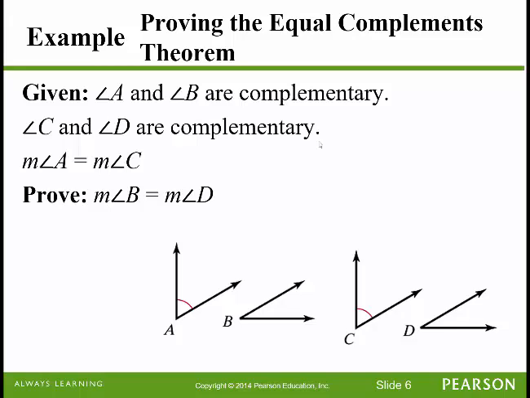All right, so let's do a problem. This is proving the complements theorem. If the measures of angle A and B are complementary, and the measures of angle C and D are complementary, and the measure of angle A is equal to the measure of angle C, let's prove that the measure of angle B is equal to the measure of angle D. So here's what we're saying. A and B are complementary, which means they sum up to 90. C and D are complementary, so they sum up to 90. And we also know that the measure of angle A and the measure of angle C are congruent, or equal.